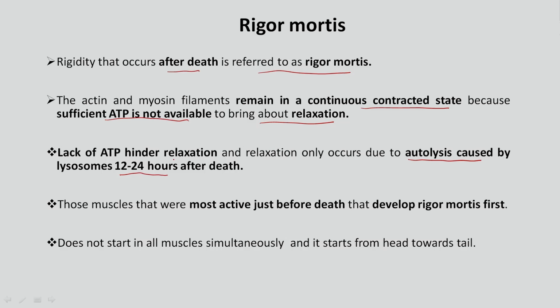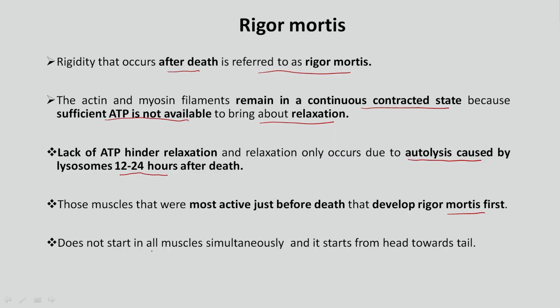Those muscles that were most active just before the death will develop rigor mortis first. One of the important concepts in rigor mortis is that all muscles will not develop rigor mortis at one time. Those muscles which are very active, especially the head muscles, because the brain is working all the time, will develop rigor mortis first, and those muscles which are less active will develop rigor mortis later on.